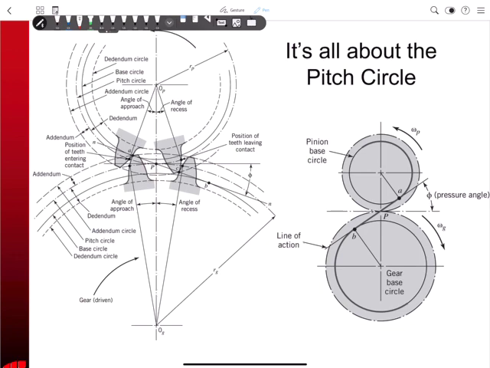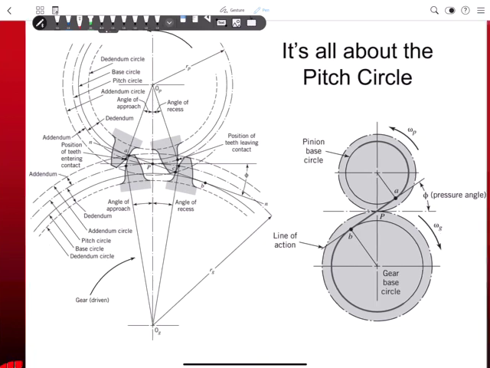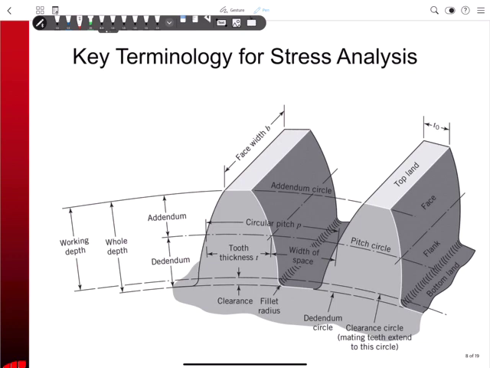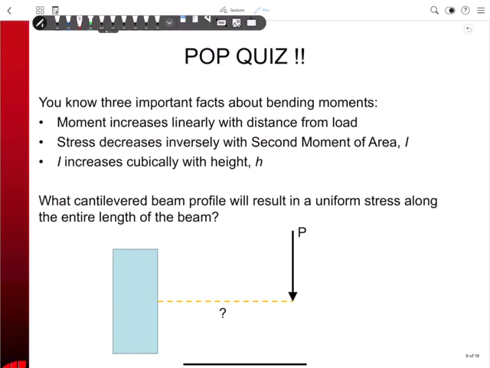There's a lot of geometry involved. We're not going to get into that too much anymore. But gear design is an art in itself. We could have a whole class, more terminology. Oh yeah, no, this is new.